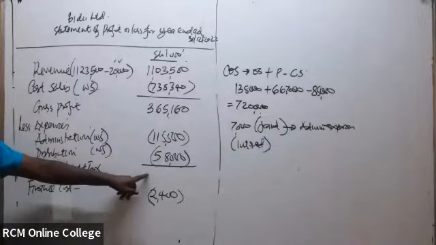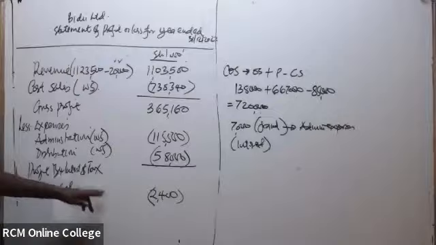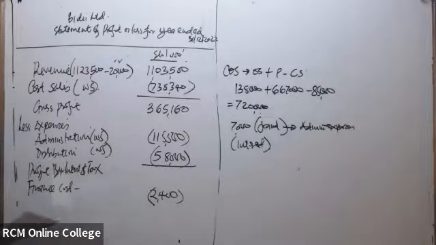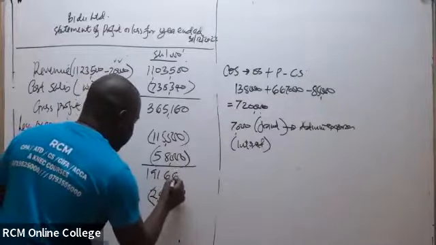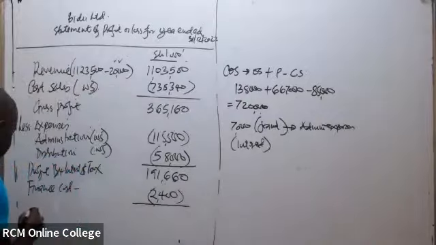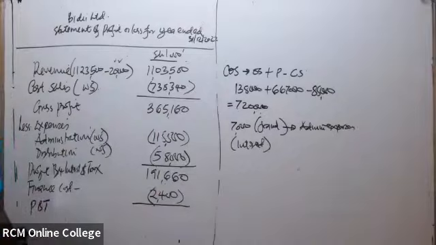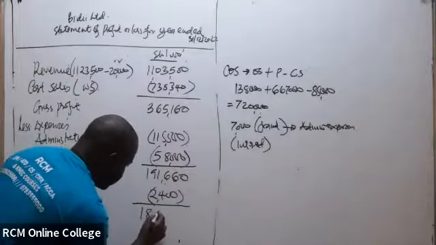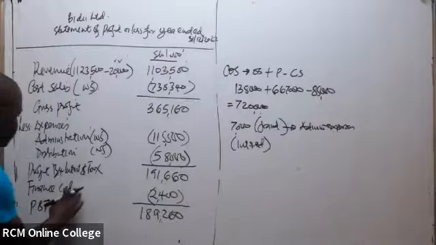So how much are you having to get? The profit before interest and tax is 191,660. So now you can less the interest so that you can get the profits before tax. I can see you're giving a figure there, 189,260. Remember, this one is the bank interest.